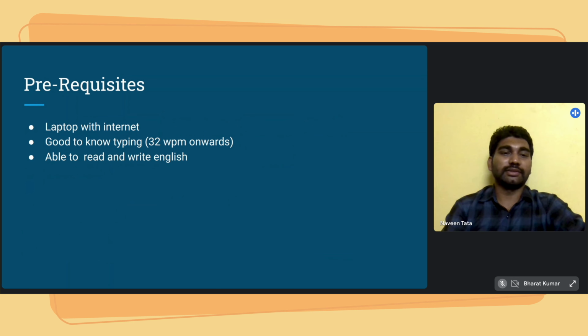So prerequisites include a basic laptop with internet, and it is good to know typing at least 32 words per minute. You should be able to read and write English because most of the content on the internet would be in English only.